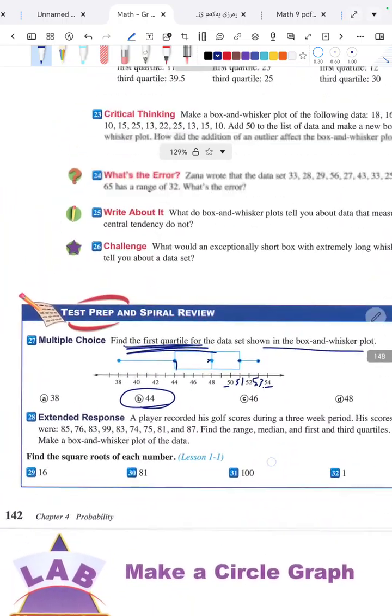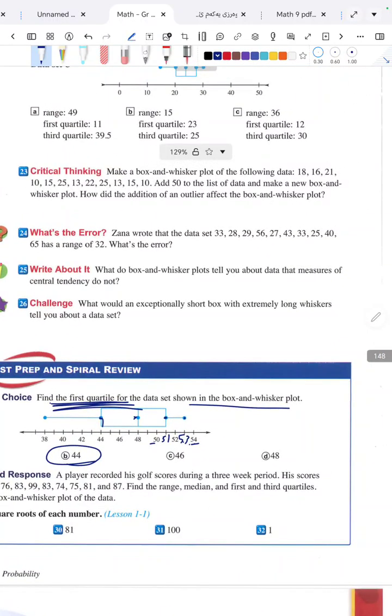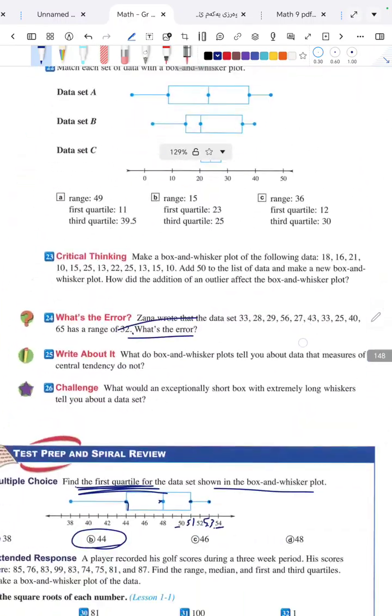Now we have, what's the error? Zana wrote that the data set 32, 22, 28, 29, 56, 27, 43, 33, 25, 40, 65 has a range of 32. What's the error? Range should be 14, not 32. Okay, he made a mistake.